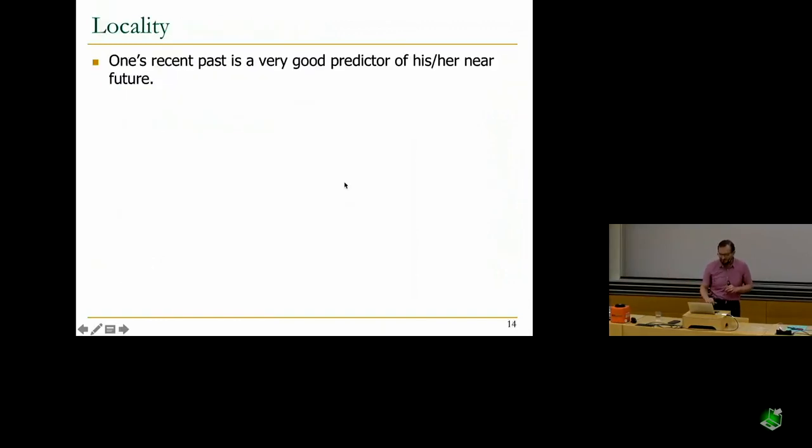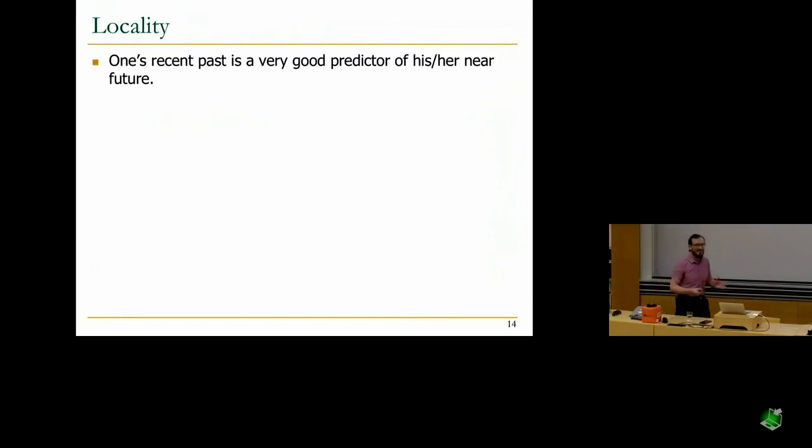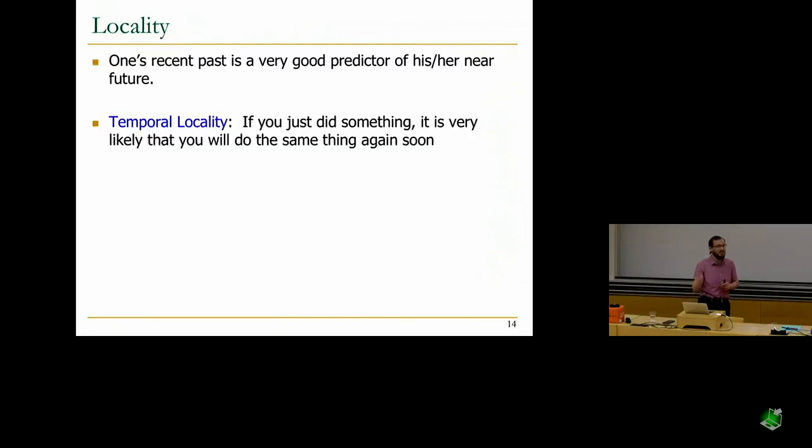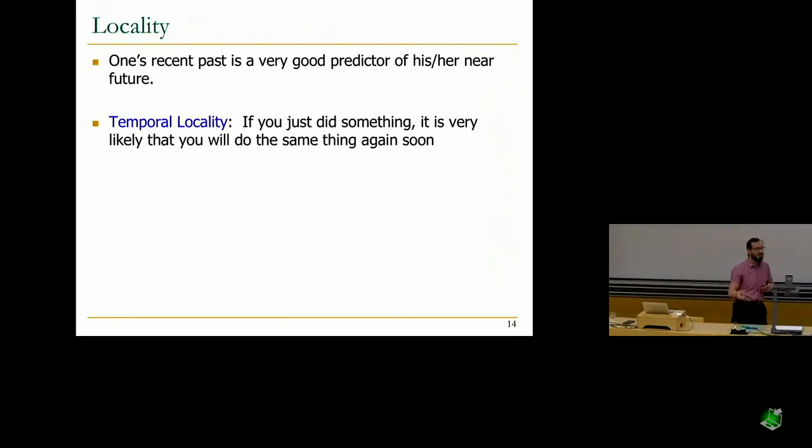Okay. So this memory hierarchy works because of the principle of locality. And locality basically means that one's recent past is a very good predictor of the future. And this works in real human life as well. It's not just in processors. Then there are two types of locality, and we're going to exploit both types of locality in our caching algorithms.